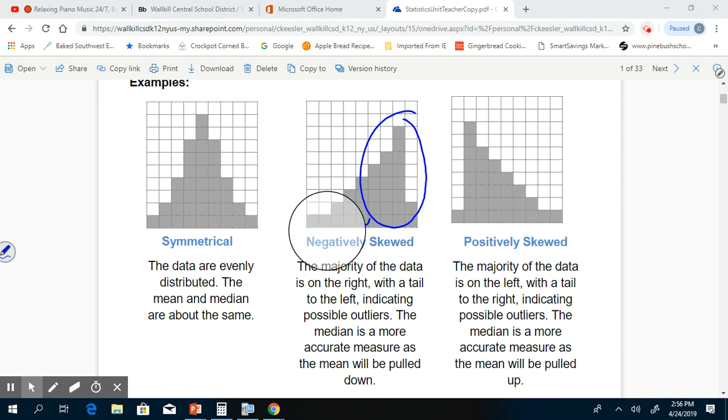And then we have positively skewed, and that's when the majority of the data is on the left, like this here, and it has a tail to the right, indicating possible outliers that are on the higher end. And the median, again, is a more accurate measure as the mean will be pulled up. So the mean is going to be pulled up by these higher numbers here. So the median acts as a better representation of the whole lot of data.